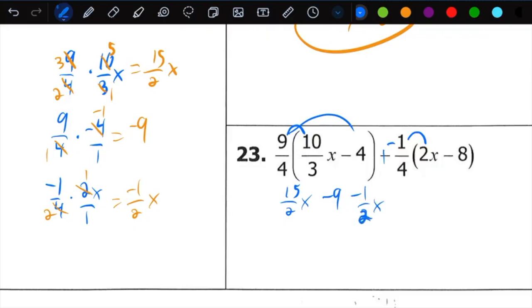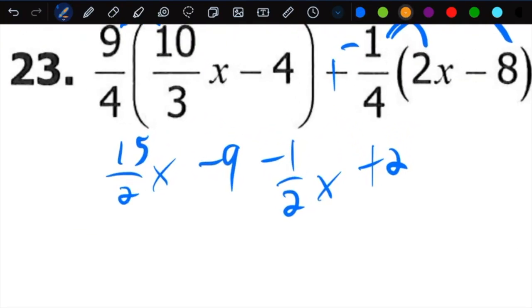Now I'm going to rewrite that too, that turned out very poorly. Now I distribute this negative 1/4 to negative 8. Put that over 1. Look to cross reduce, 4 becomes 1 as we divide by 4, and negative 8 becomes negative 2 as we divide by 4, and we get negative 1 times negative 2 is positive 2.